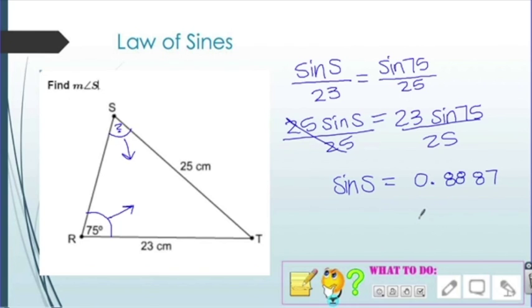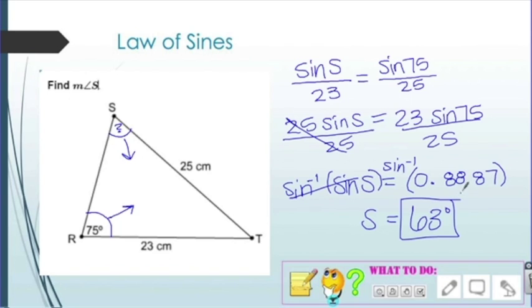So now we have found the value for the sine of S, but we need to find the value of S. In order to find that, we take the inverse sine of each side. So the measure of angle S is approximately 63 degrees to the nearest degree.